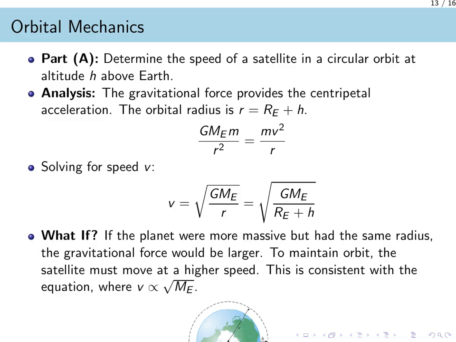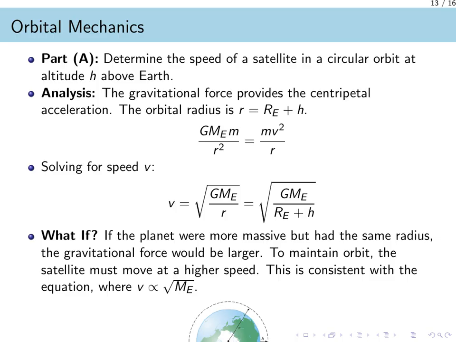After solving for the speed, v, we find it equals the square root of the quantity g times the planet's mass, all divided by the orbital radius. It is important to remember that the orbital radius, r, is measured from the center of the planet, not its surface. Therefore, you must add the planet's radius to the satellite's altitude.